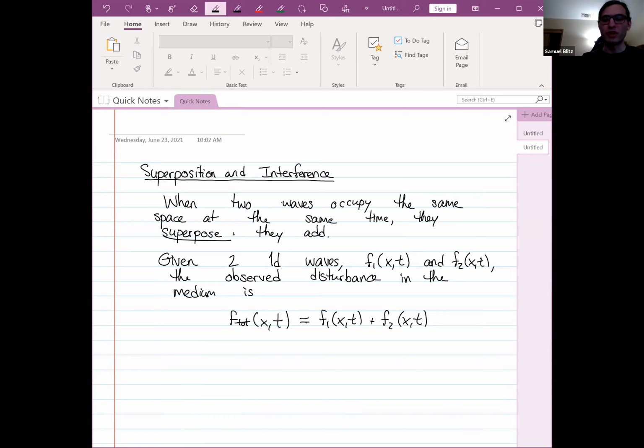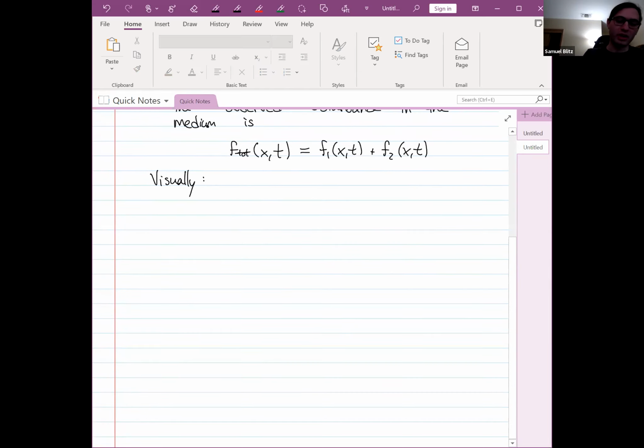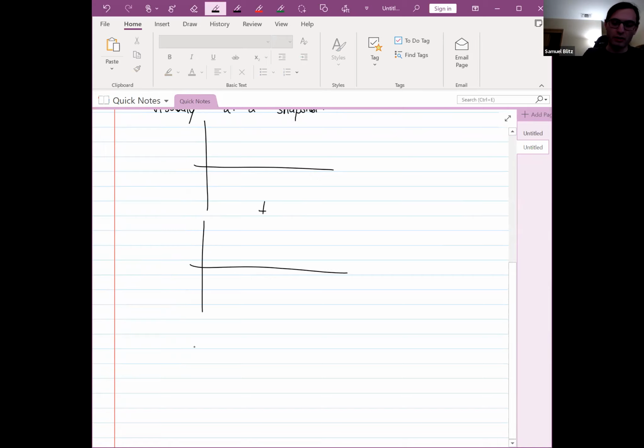So what this amounts to visually, if we're imagining a wave on a string, is just lining up the two waves vertically and then adding up their disturbance magnitude. This would look something like, in the snapshot depiction, where we just look at a single instant in time, you'd have one wave, two wave. Let me draw them straight. If we add these together, we would get a third wave.